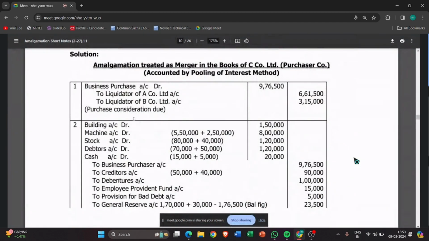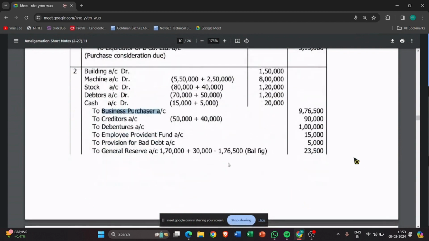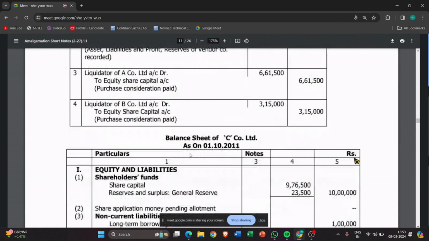Second entry, when we incorporate the assets and liabilities, the entry is various assets account debit, to various liabilities, including the reserves, to business purchase. And the difference between the assets and liabilities, that is the net assets, minus the business purchase, will give you your general reserve itself. So how is it done?